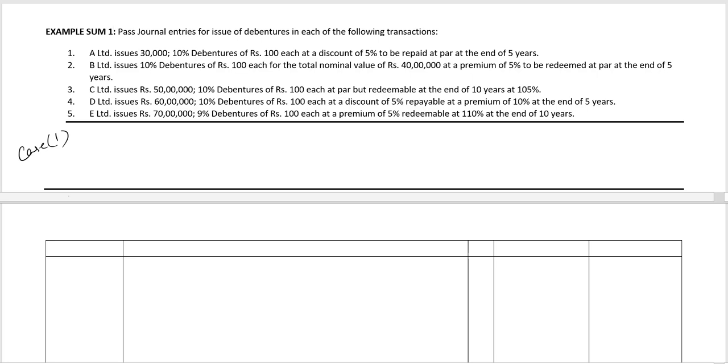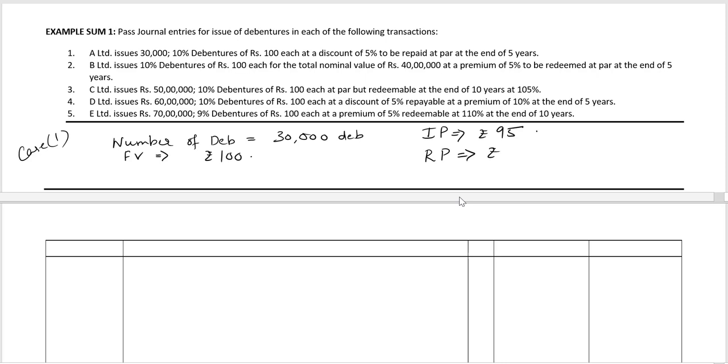So let's make a few notes. Number of debentures is equal to 30,000 debentures. The face value is rupees 100. It's issued at a discount of 5%. So the issue price is equal to rupees 95. And it's repaid at par at the end of 5 years. So redeemable amount is rupees 100 face value. So let's go to the solution.